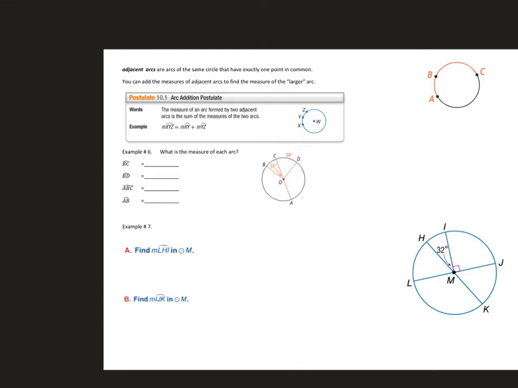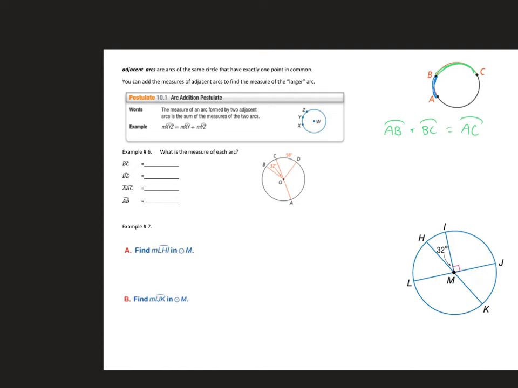Adjacent arcs are arcs of the same circle that have exactly one point in common. You could add the measures of the adjacent arcs to find the measure of the larger arc. So if I take a look right here, I've got arc AB, and then right next to arc AB, I have arc BC. These are adjacent arcs. I could say that the measure of arc AB plus the measure of arc BC will equal the measure of arc AC, and that's the arc addition postulate.